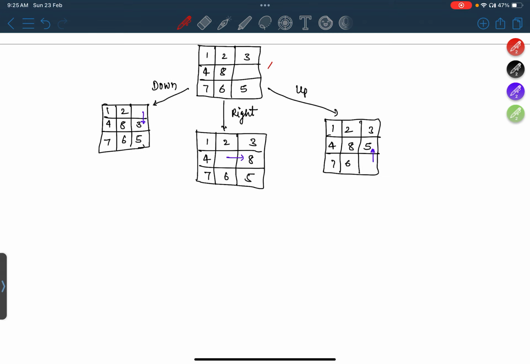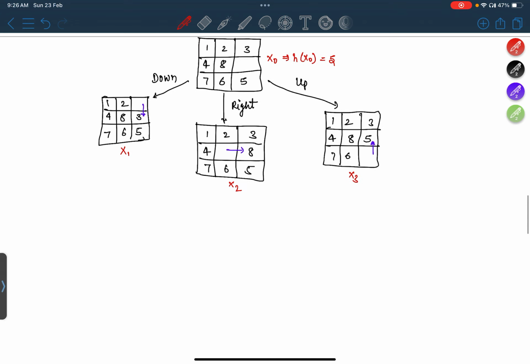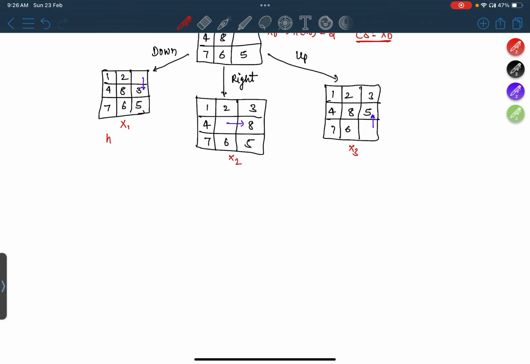So this was my x0 and for this h of x0 was 5. This is my x1, this is x2 and this is x3. Let's suppose there were three successors, right. So what is the current state right now? Current state is x0. So let's compute these successors for this.